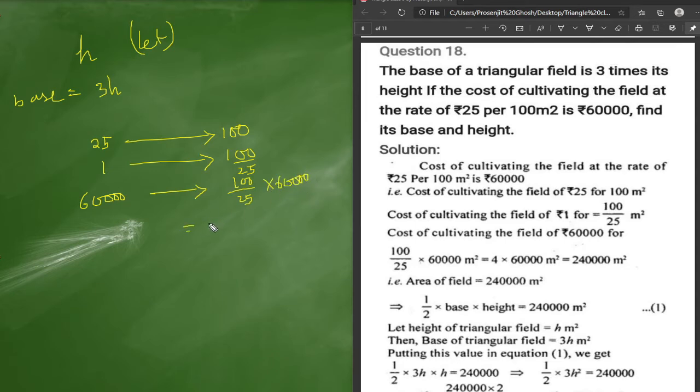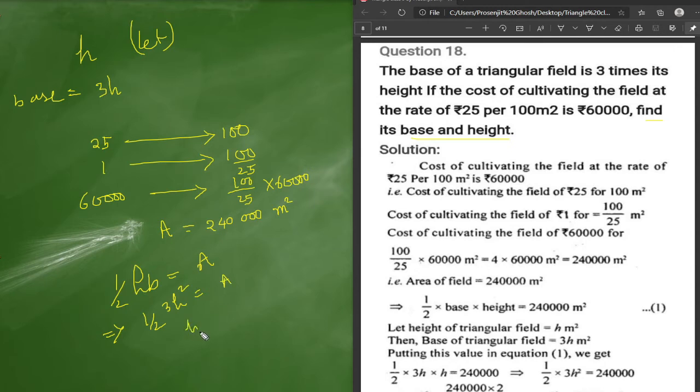So finally you will get 2,40,000, and that is in meter square because this is your area. Now you know the area, and you have to find the base and height. The formula is half into h into b, and that should be equal to the area. One more thing you have to do over here: instead of b you should write 3h. So finally you will get 3h square is equal to the area.